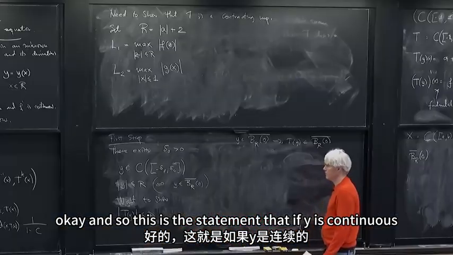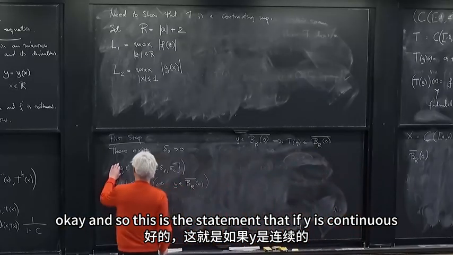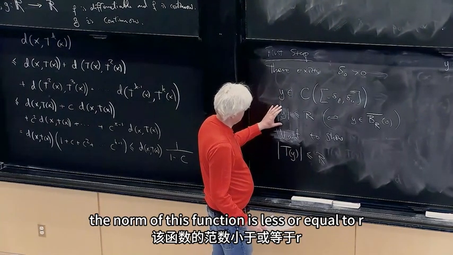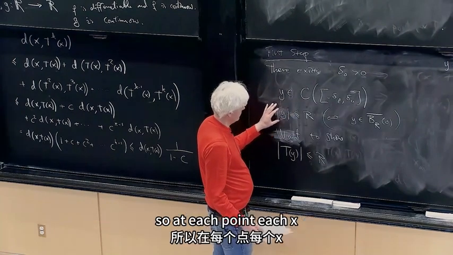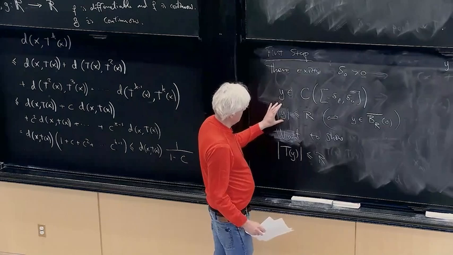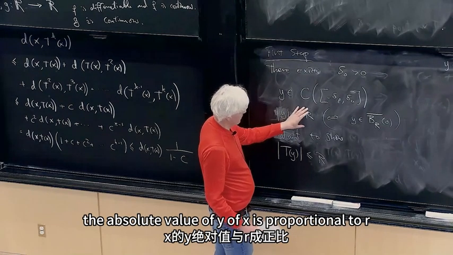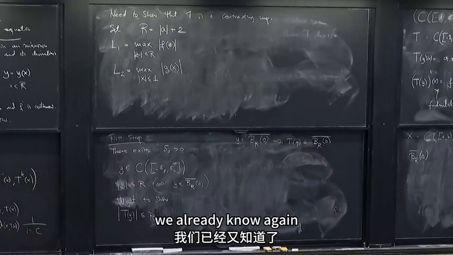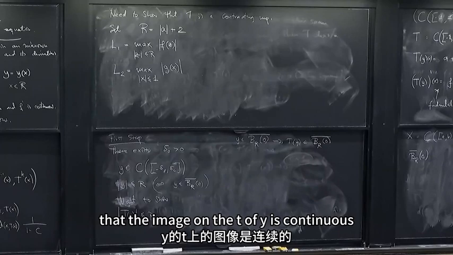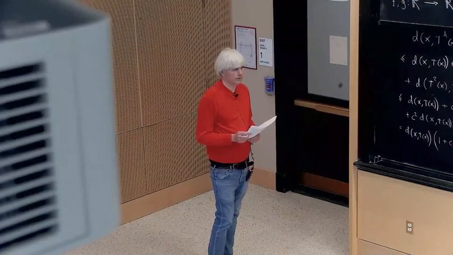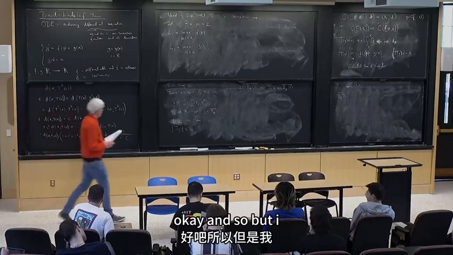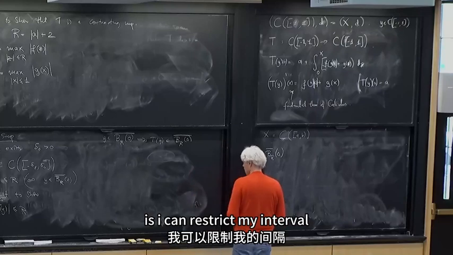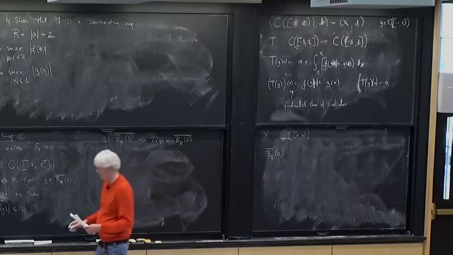Okay, and so this is the statement that if y is continuous, the norm of this function is less or equal to r. So at each point x, the absolute value of y of x is less or equal to r, then you have the same for the image under T. We already know again that the image under T of y is continuous. Okay, and so what I can do is I can restrict my interval.